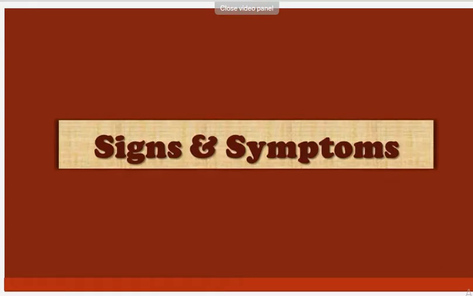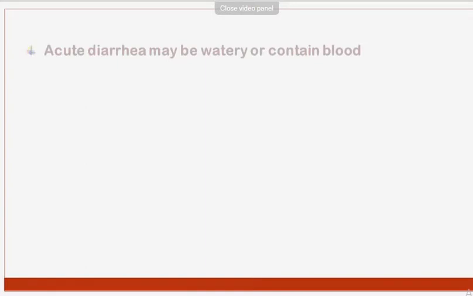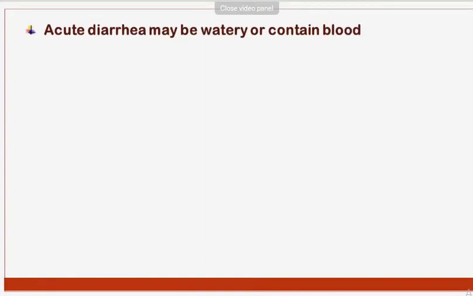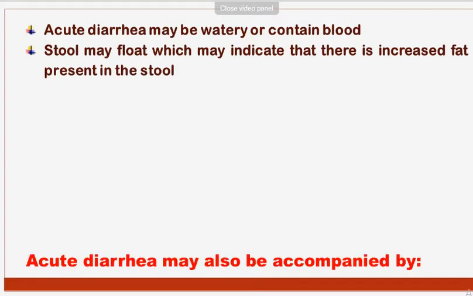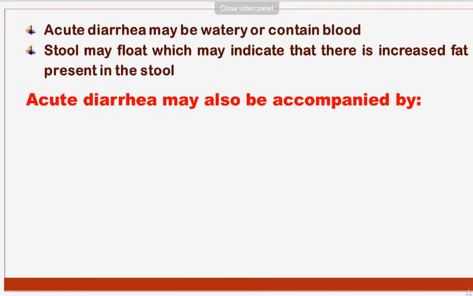Now, what are the signs and symptoms of acute diarrhea? Of course, the acute diarrhea may be watery. It's very loose, to be watery, and sometimes it may contain blood or mucus. Stool may float, which may indicate there is an increased fat present in the stool. This is called steatorrhea, presence of fat. So for acute diarrhea, these are the characters of the stool itself.